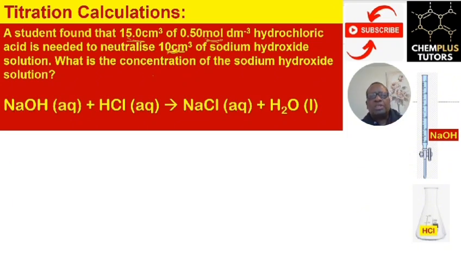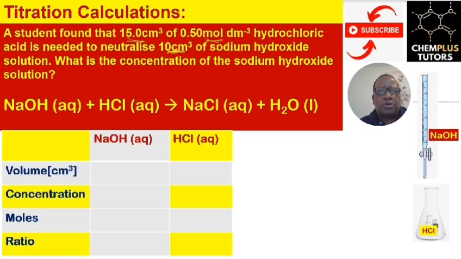What I normally do with my students is I ask them to use the table method. We are given 15 cubic centimeters of hydrochloric acid and the concentration is 0.5. If you want, you can pause the video and then you can check your results later. What else are we given? We are given the volume of sodium hydroxide.